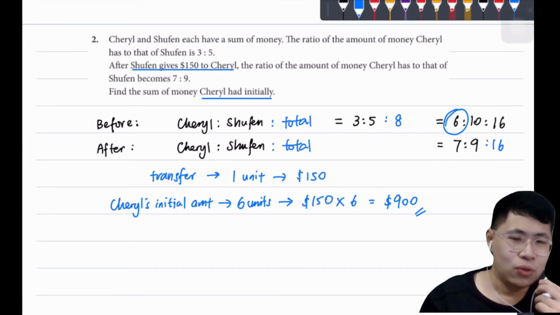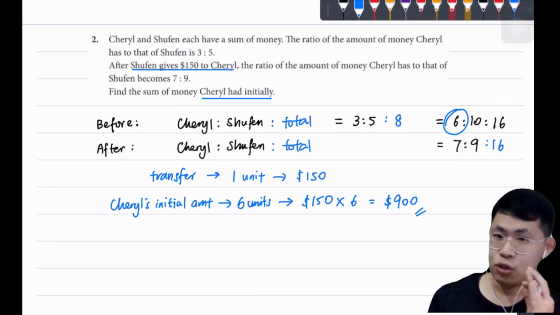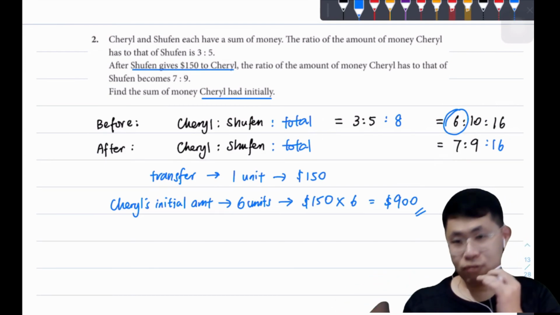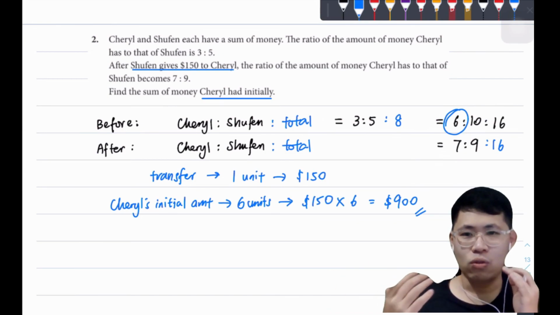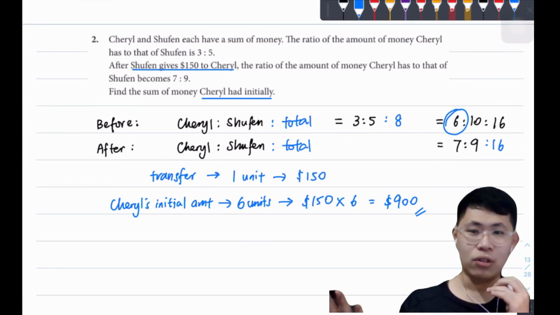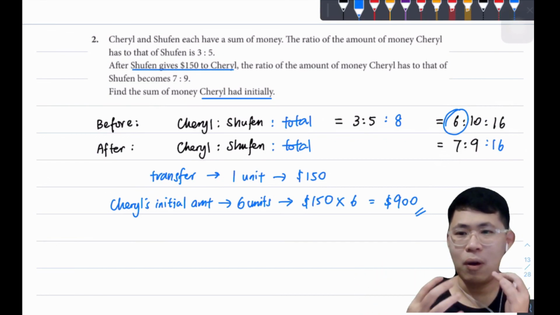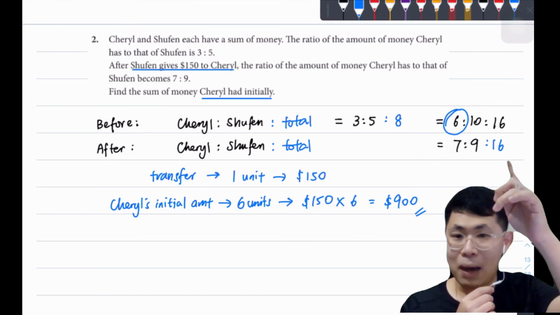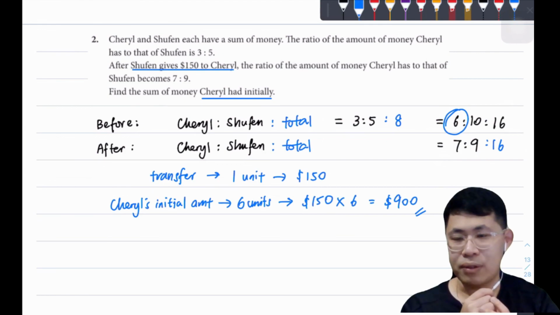Okay, so to recap on what's going on, a few techniques that we can use to solve ratio problems, especially for word problems, is to look at total, look at difference. And let's say if you have a before and an after, we'll normally try to look for the quantity that does not change before and after. So for this Cheryl and Shufen case, the total amount of money before and after is the same. So the strategy is to make the total parts the same. We compare the total parts and we look for the changes between Cheryl and Shufen.